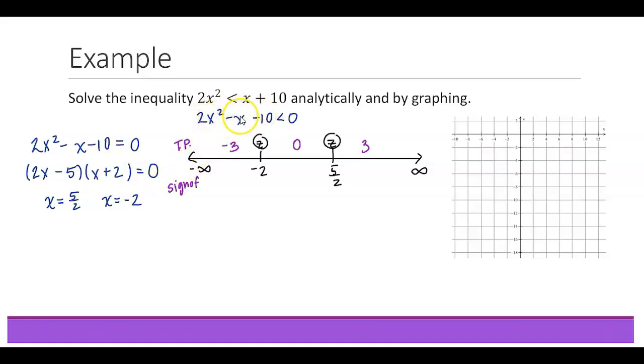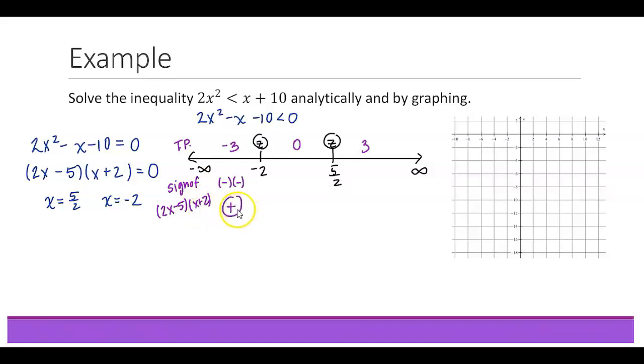But it's always going to be easier to use the factored version in our sign chart analysis. So we want the sign of the factored version, 2x minus 5, times x plus 2. Substituting in negative 3 into each factor, negative 3 times 2 is negative 6 minus 5, so that's going to give me a negative 11, or a negative. Negative 3 plus 2 is negative 1, so another negative. A negative times a negative is a positive.